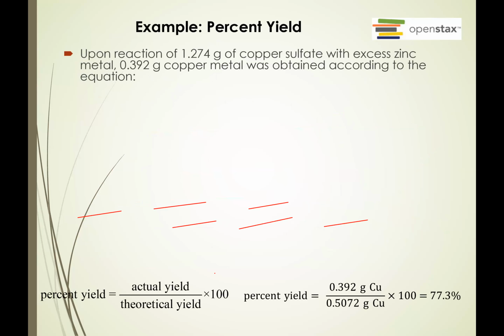Let's look at an example of this. Upon reaction, 1.274 grams of copper sulfate with excess zinc metal, 0.392 grams of copper metal was obtained according to this equation. So let's look at what they give us here. 1.274 grams of copper sulfate. It says excess zinc metal. What does that mean, excess zinc metal? Extra. You know what excess means? Ignore it. That's all excess means, ignore.